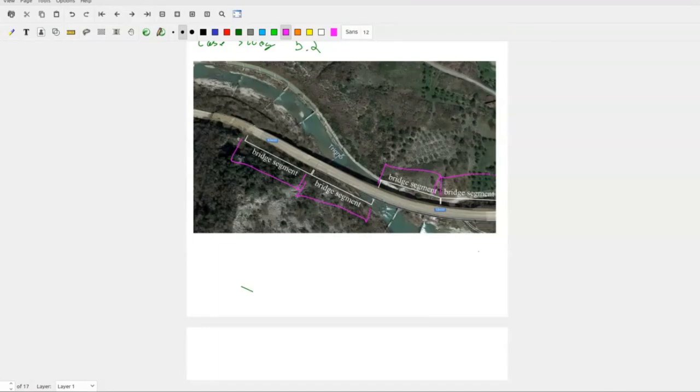So we have these multiple bridge segments, and they're roughly speaking the same length, right? And so if you have bridge segments that are roughly the same length, they might vibrate at close to the same frequency, right? Now they're also coupled, right?